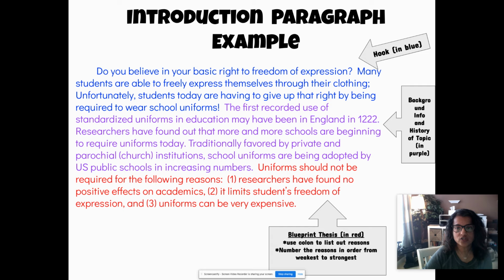So this is an introduction paragraph example, and I labeled the parts for you. This is just the same one that I showed you. It's my uniforms one. The blue is the hook, which you learned in a previous video. The purple is the background info and the history of the topic, which you also learned in a previous video. And today, this is how the blueprint thesis fits right in there. So when you read this, this is your entire introduction, all smooth and ready to go. In this example, I did use the colon.